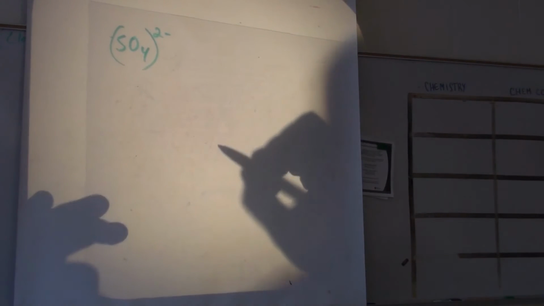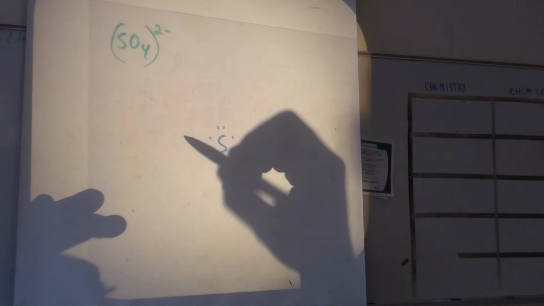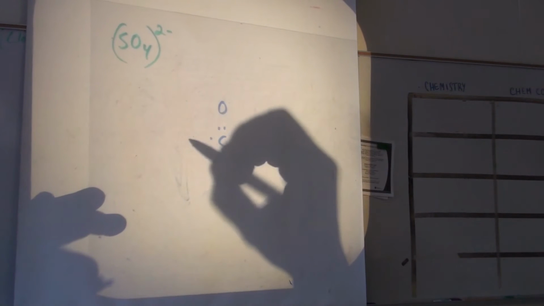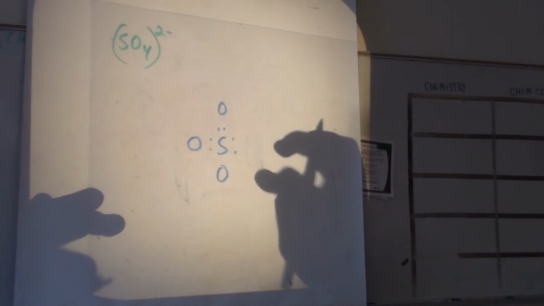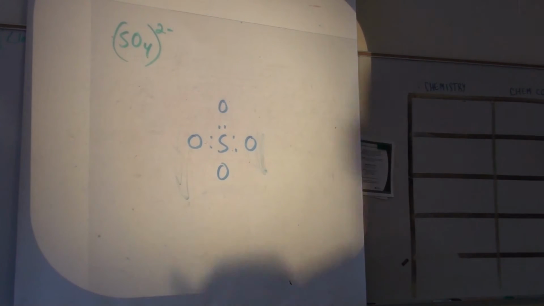So which element goes in the center there, Marley? Sulfur. Okay. How many valence electrons does it have? What group is it in there, Maria? 6. Okay, so 1, 2, 3, 4, 5, 6. Got 4 oxygens. 1, 2, 3, 4. And they also have 6 valence electrons.